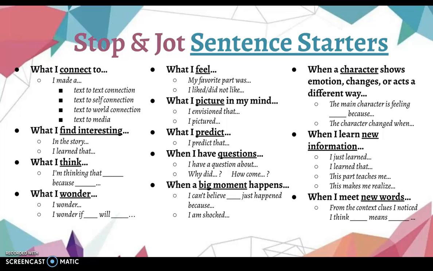Oftentimes we can write a stop and jot when a character shows character change or an emotion, or maybe they act in a different way, and you can write about that using sentence starters such as the character changed when, the main character is feeling blank because blank. Maybe you were reading something and you learned new things. Sentence starters you could use for that are, I just learned that, this part teaches me, this makes me realize, or you can write a stop and jot when you come across new words. From the context clues, I noticed this word, I think blank means blank.